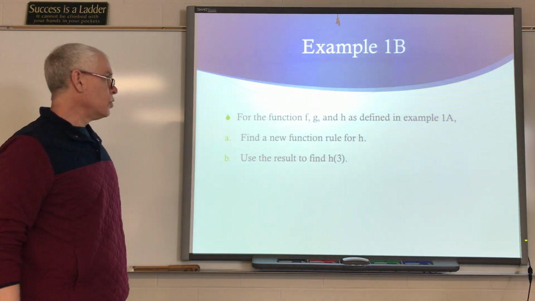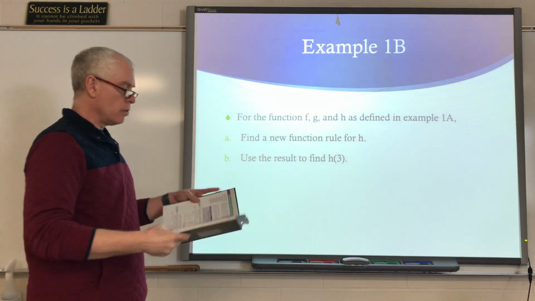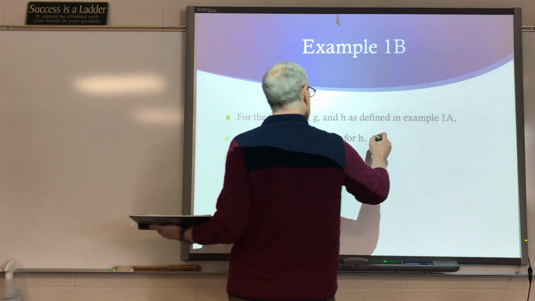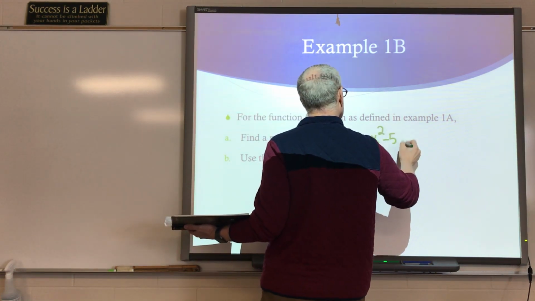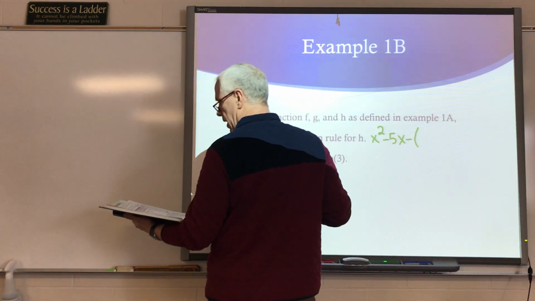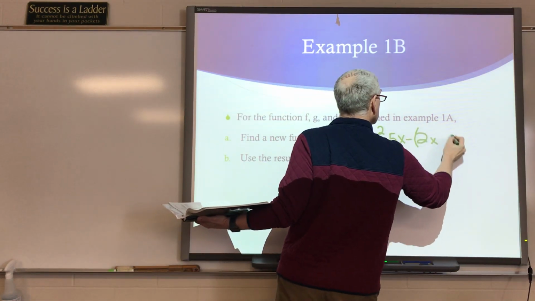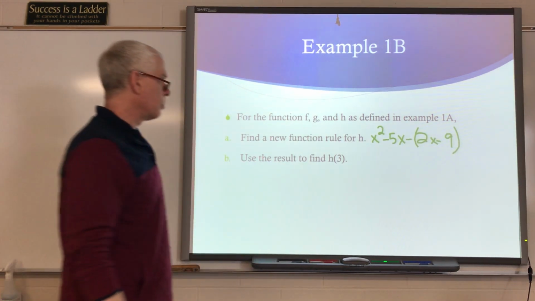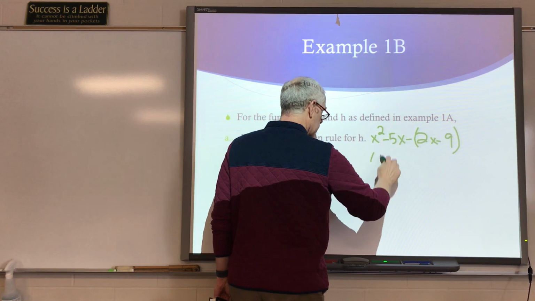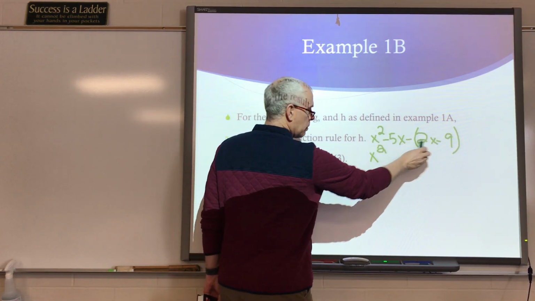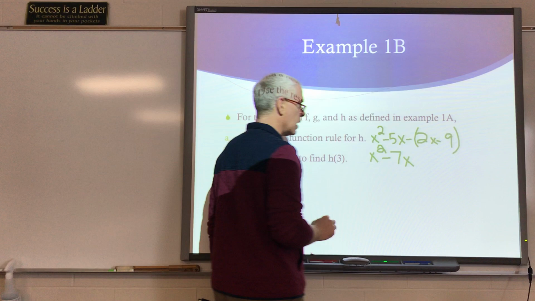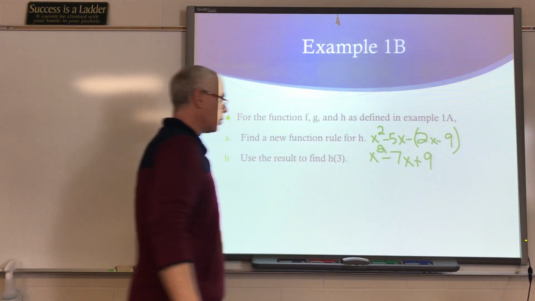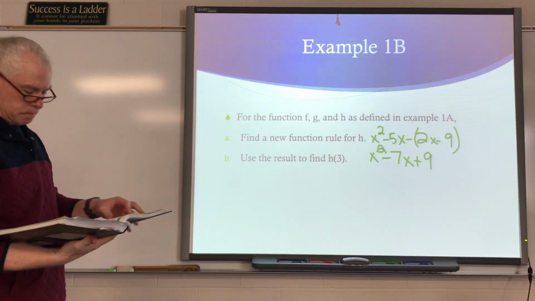Now, find a new function rule. Okay, well, the new function rule is going to be just combining these two. So f of x, which was x squared minus 5x, minus g of x, which is 2x minus 9. And then I'm going to simplify that a little bit. So x squared is the only quadratic term. Minus 5x minus 2x is minus 7x. And minus a negative 9 is plus 9. So that rule would work for f of x minus g of x.